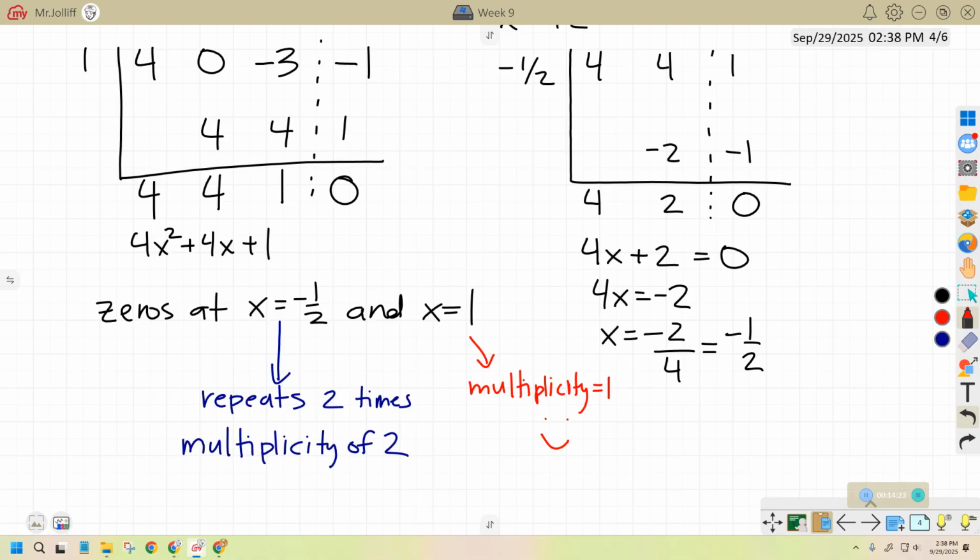I should always have the same number of roots that I have degree of my polynomial. Sometimes they'll show up as repeated roots. Sometimes they'll show up as complex and not real. But I should always have the same number as my degree, yeah?